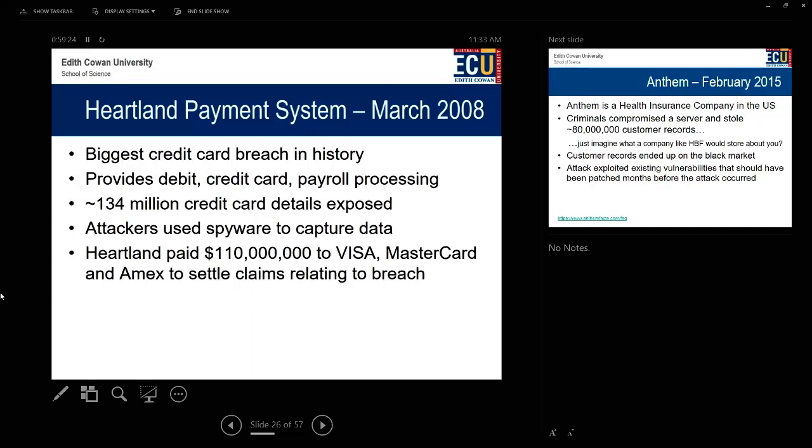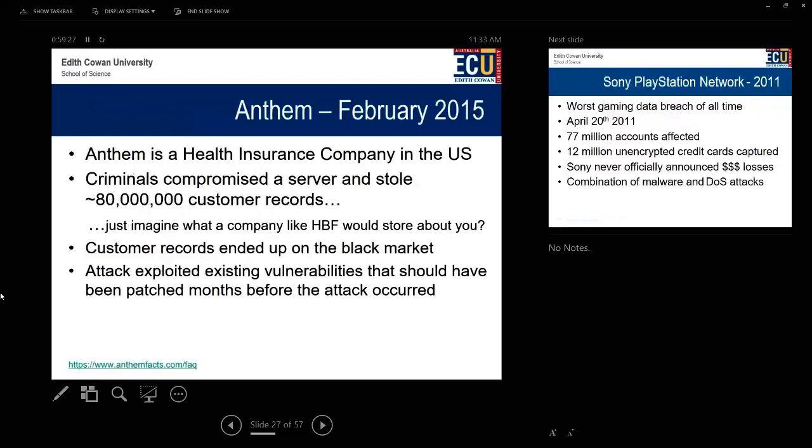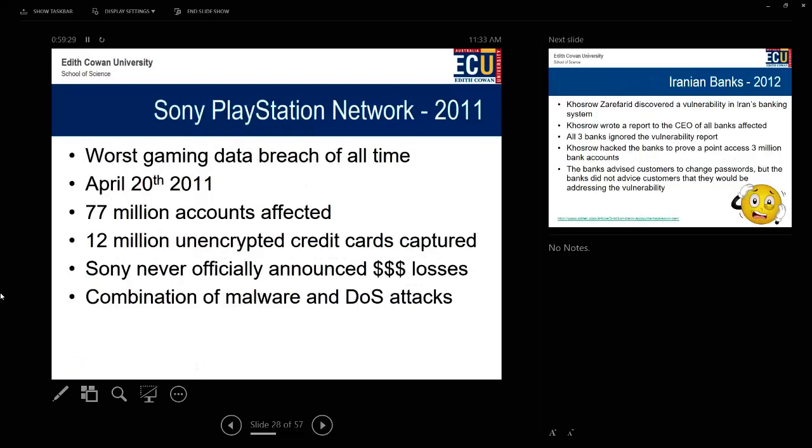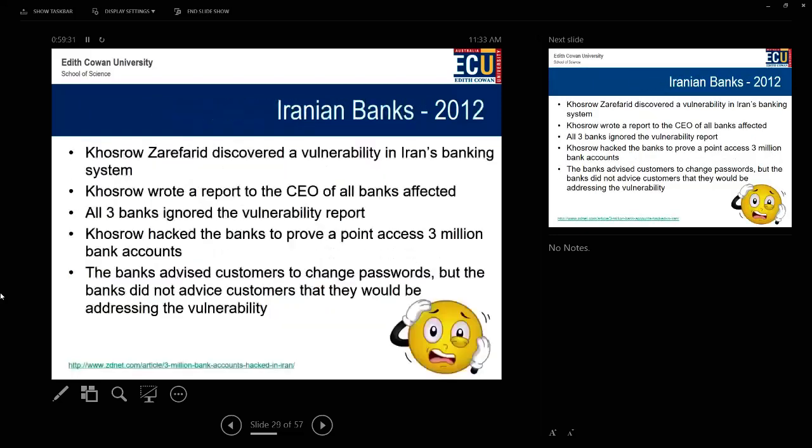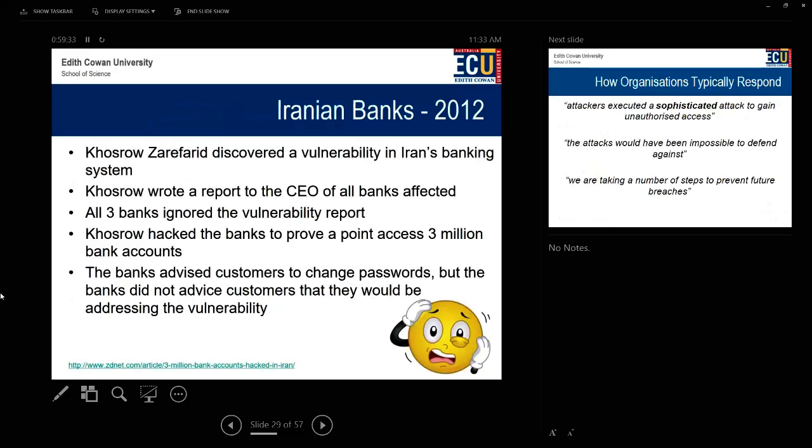Heartland Payment Systems, you can read about this. Anthem, Sony PlayStation, it's a very famous attack. Iranian banks, this is the last of the cyber attacks that we will be discussing today.